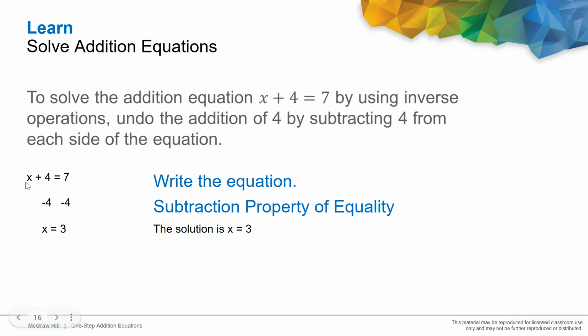So we write the equation out. x plus 4 equals 7. Then we can subtract 4 from both sides. x plus 4 minus 4 is just x. 7 minus 4 is 3. So the solution is x equals 3.